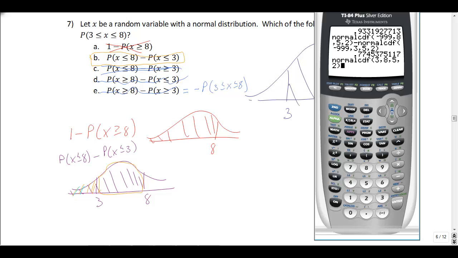So this was the original thing. And you can see these are actually exactly the same, and that tells me B is correct. If you ran through the rest of these, let's do E here, so you can see what I'm talking about with the negatives. So I get probably x greater than or equal to 8. So that's 8 to 999, comma 5, comma 2, minus normal CDF. We're going greater than or equal to 3, so that's 3 to 999, mean of 5, standard deviation of 2. And that gives me almost the same thing, but I get this negative out in front here. So that's actually not correct. And you could go through each of these and see they're different.